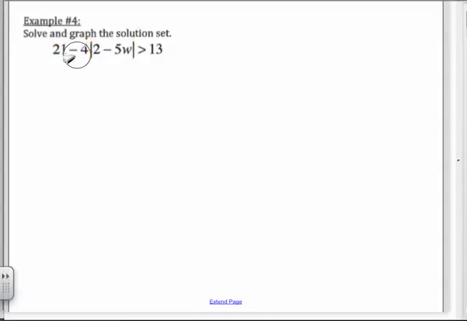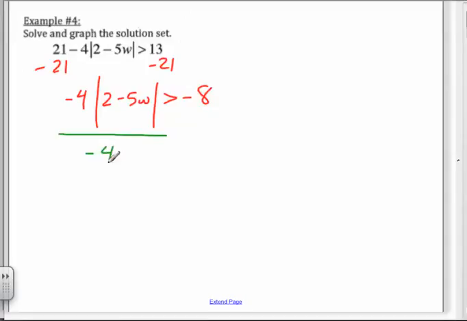So the first thing I'm going to do is subtract 21 from both sides. And that's going to give me negative 4 times the absolute value of 2 minus 5w is greater than negative 8. Okay, so I got rid of the 21. Now I need to get rid of the negative 4, which means I need to divide this side by negative 4 and this side by negative 4.